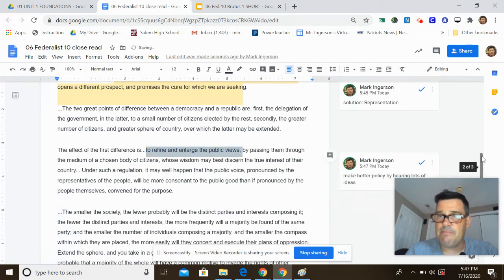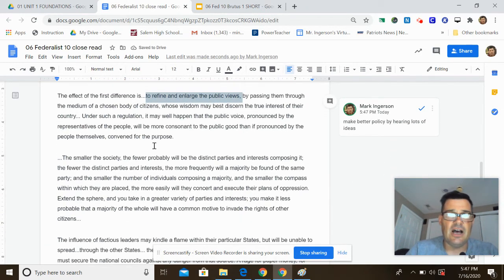So you're going to end up with better policy because they're going to hear from a lot of people, and they're going to be like, well, I can't do that, can't do this. And then the group of the citizens that are meeting in the Senate, the House, they're going to be able to discern the true interest of the country. So make better policy, better law, basically, by hearing from a lot of people.